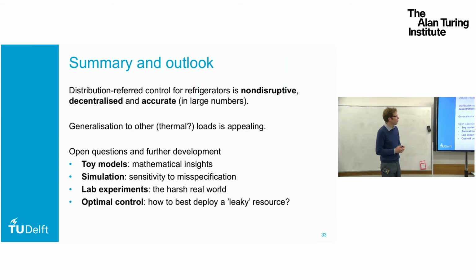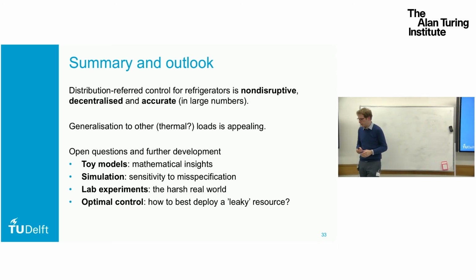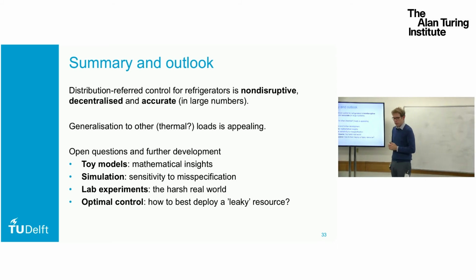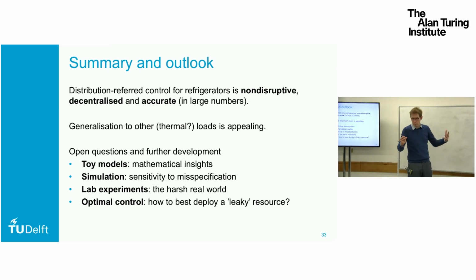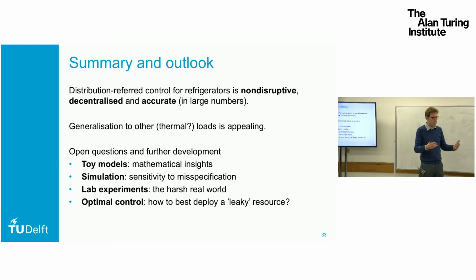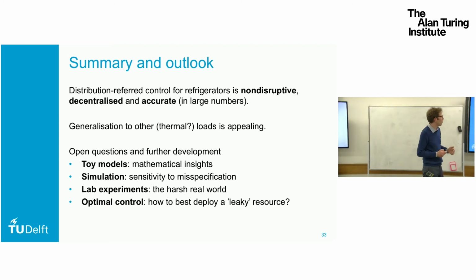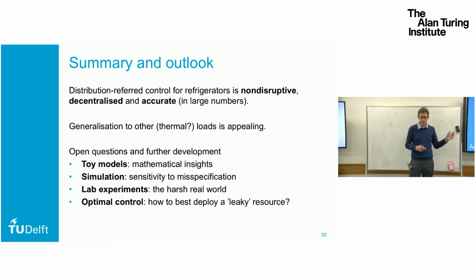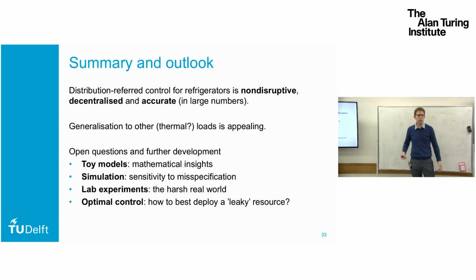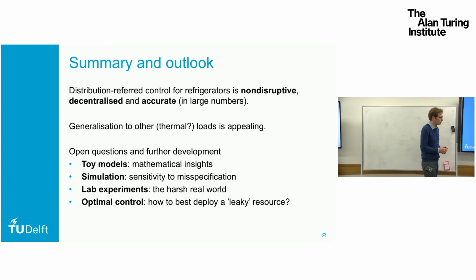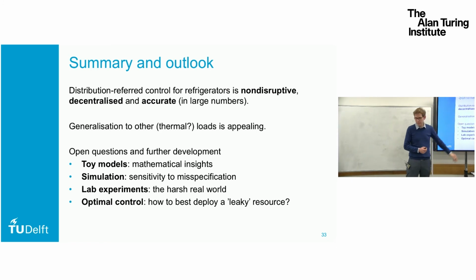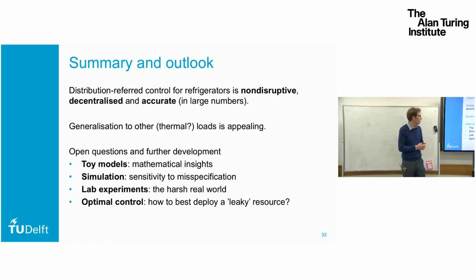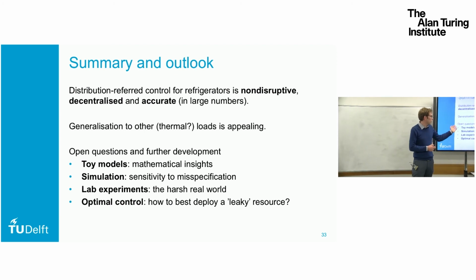So let me end then with saying that we came up with this distributed controller for refrigerators in particular. That's non-disruptive, meaning that it doesn't interfere too much with the temperature dynamics of each fridge. That's decentralized and it's accurate once you have large numbers. We think it's appealing to generalize this to other appliances, other types of loads, perhaps. And we are currently looking at further developments in this.